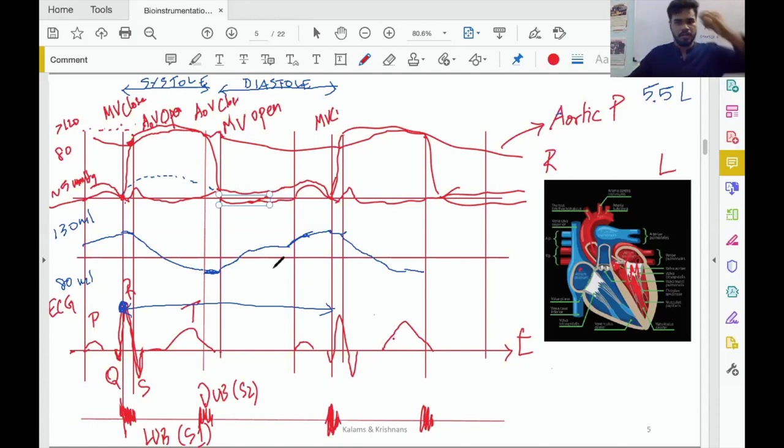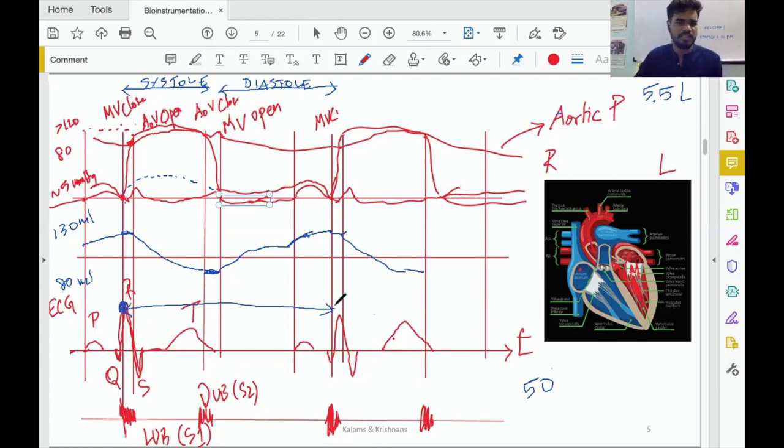Okay. So at each beat, this difference between 130 ml and 80 ml is the volume of blood that the heart pumps in a single beat. Agree? It changes by this amount, from 130 it becomes 80. So that's the amount of blood it pumps in a single beat. What is that? That is close to 50. Fine.